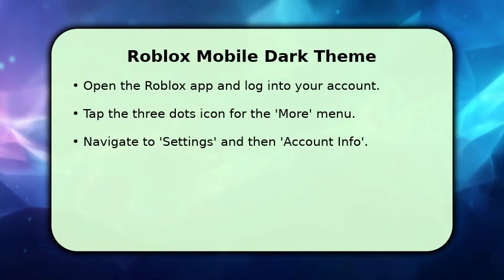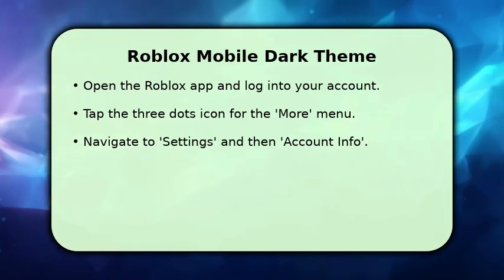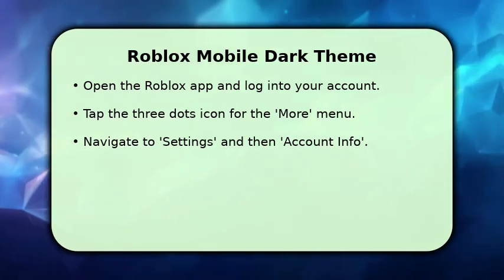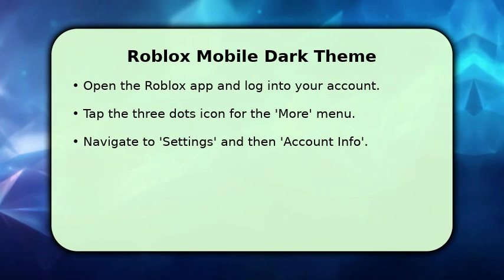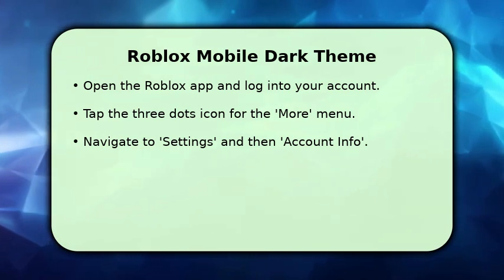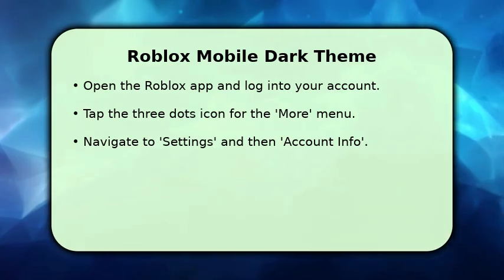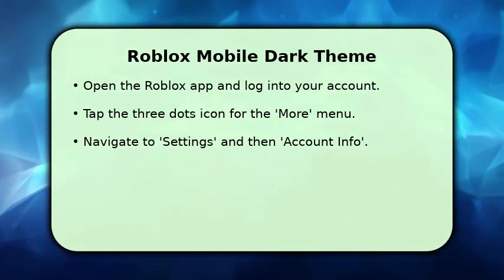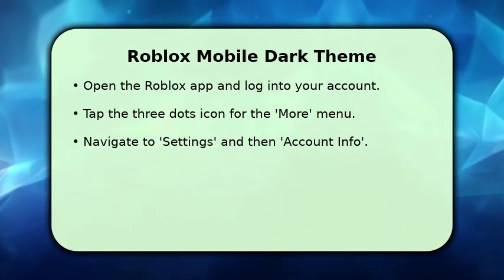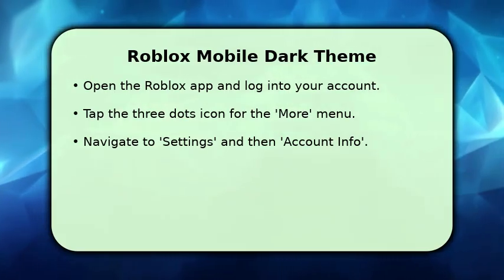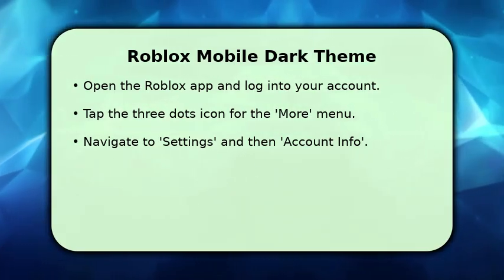For mobile users, the process is quite similar. Open the Roblox app on your device and ensure you are logged in. Tap the three dots icon, typically found in the bottom right corner, to open the More menu. From this menu, select Settings, then proceed to Account Info. Within this section, locate the theme option and switch it from light to dark to enjoy a darker interface on your phone or tablet.